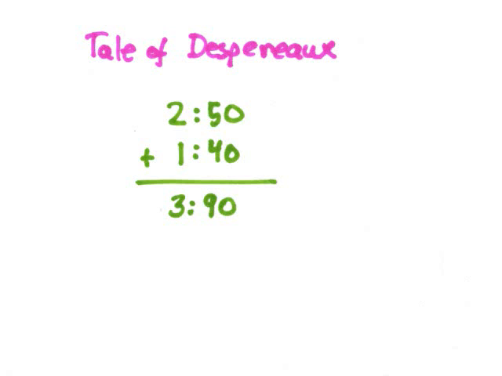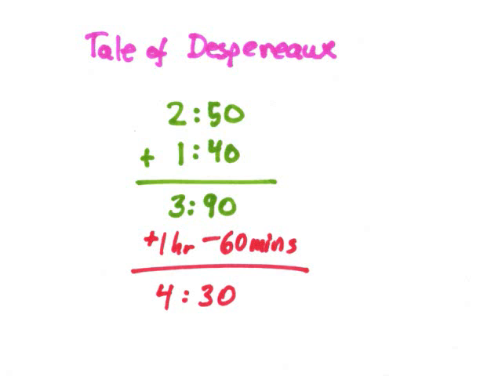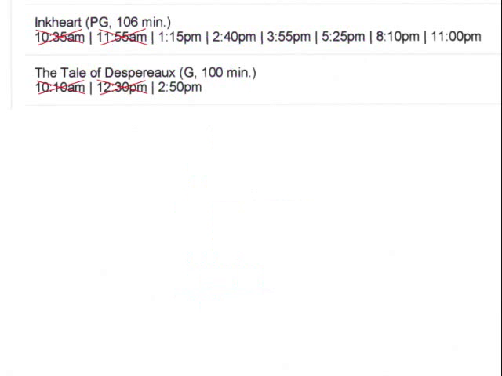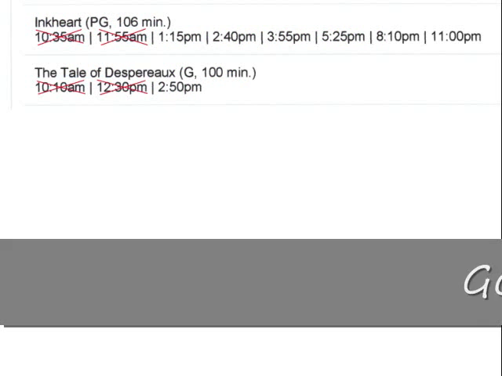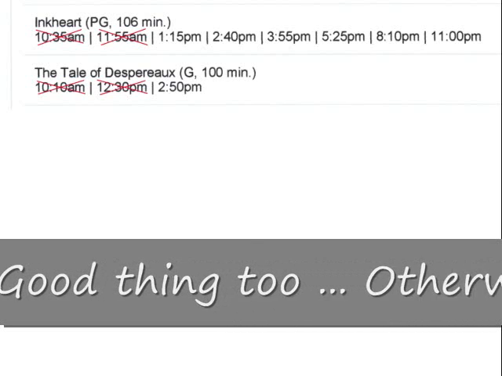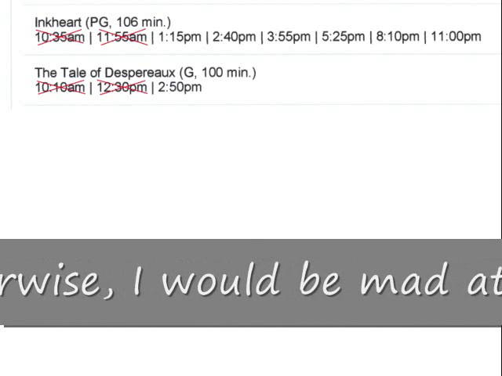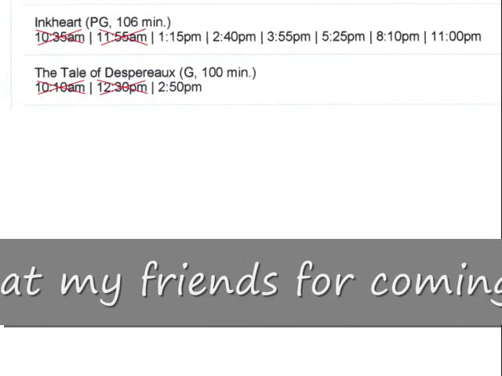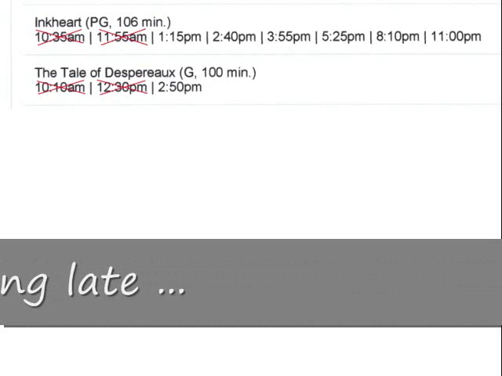So we're going to do the same trick again. Add 1 hour and subtract 60 minutes to compute the equivalent time, with the minutes part being between 0 and 59. And when we do that, we get 4:30. So that means The Tale of Despereaux will end at 4:30. And that works for us because we've got Inkheart with one show that starts at 5:25, which will give us some time in between 4:30 and 5:25. Maybe my friends and I can go out and get a bite to eat in between The Tale of Despereaux and Inkheart.